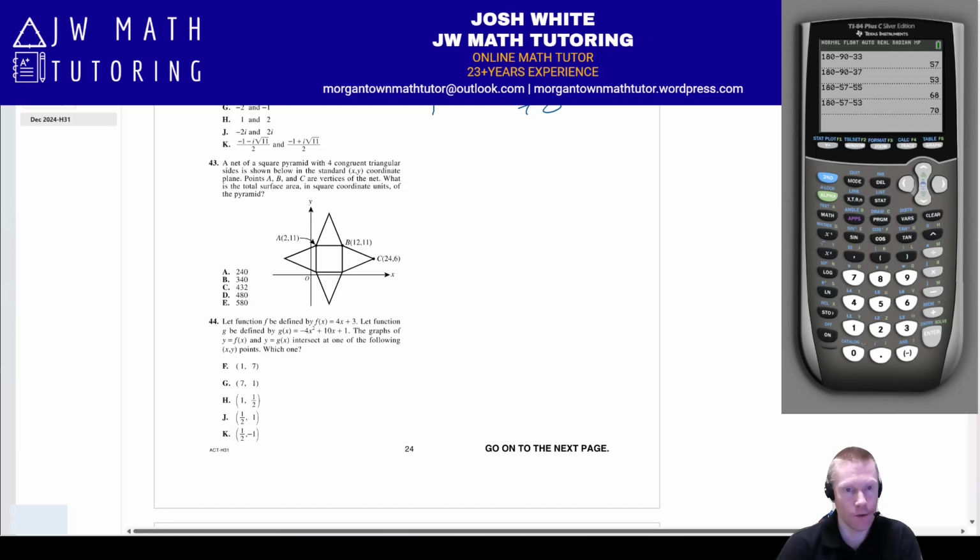All right, now let's take a look at question number 43, where you have this pyramid, which has basically been cut apart and folded out, and it's set up as 4 triangles and 1 square. You need to find the total surface area of this pyramid. For these points, we have 2 points that are horizontally across from each other, so the distance between them is just the difference in the x-coordinates, which is 12 minus 2, so 10. So this is also 10, this is also 10, this is also 10.